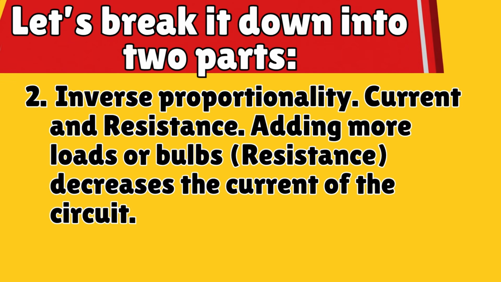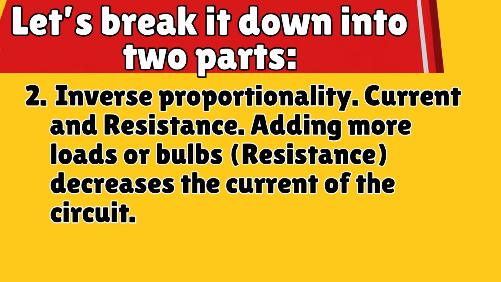Second, inverse proportionality. Current and resistance. Adding more loads or bulbs decreases the current of the circuit. So adding more bulbs to the circuit without adding batteries, you are increasing the resistance. That's why it becomes dimmer as you increase the number of loads.